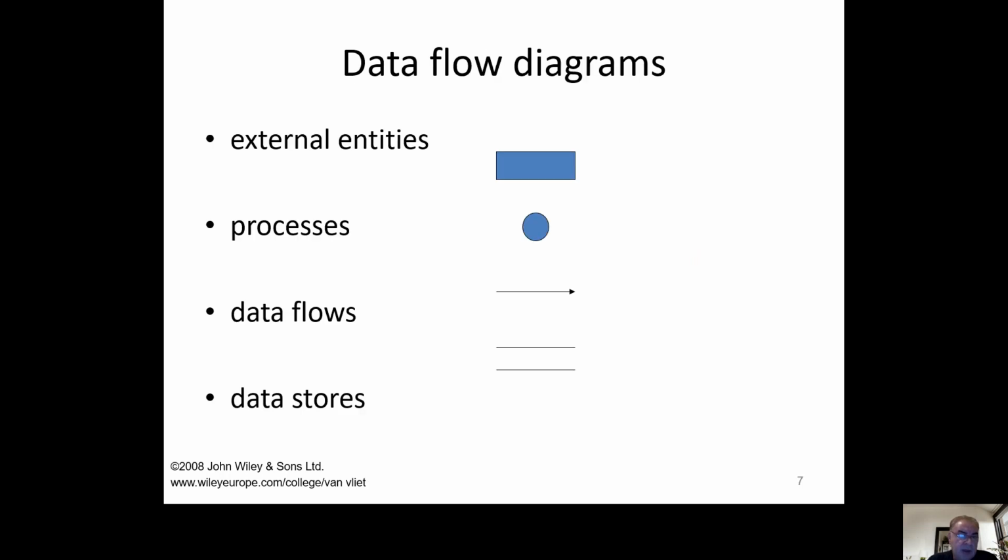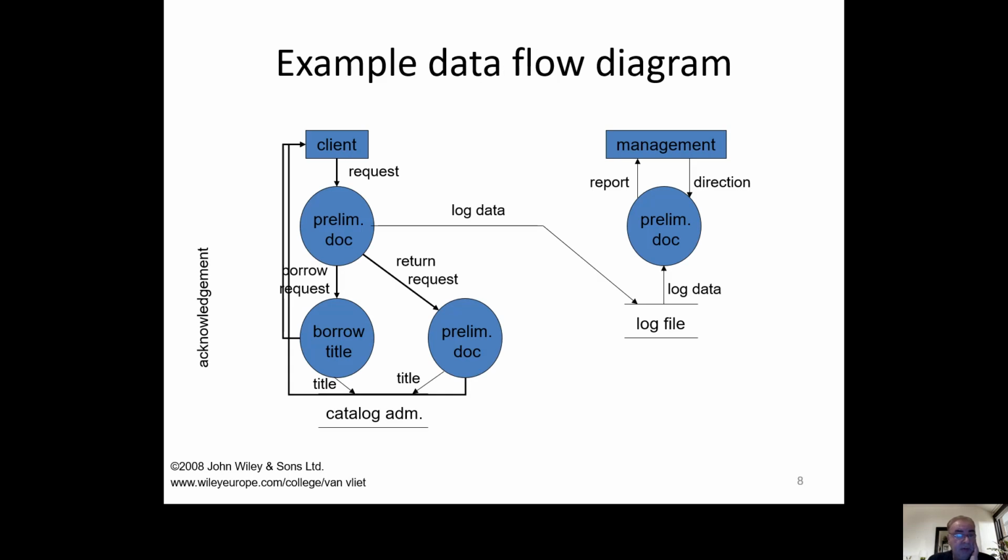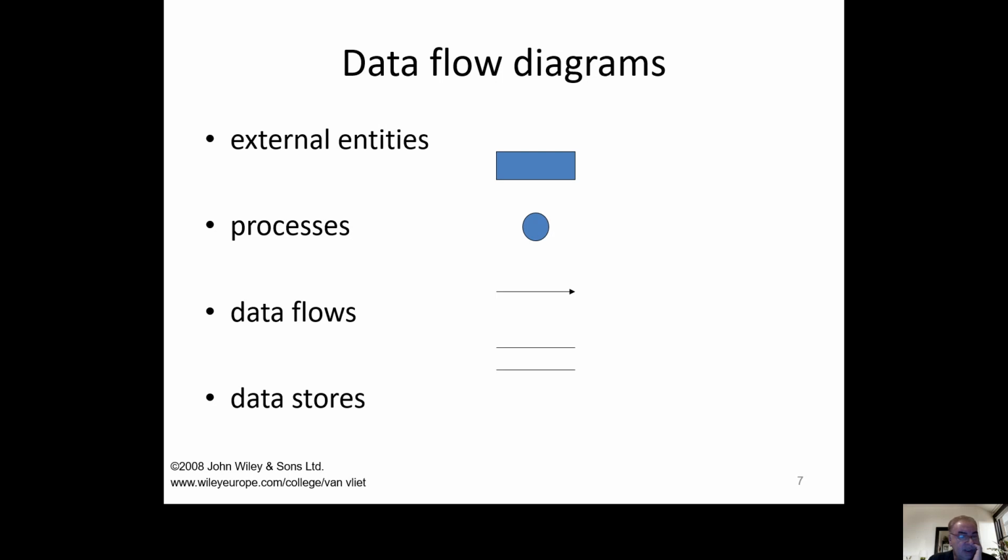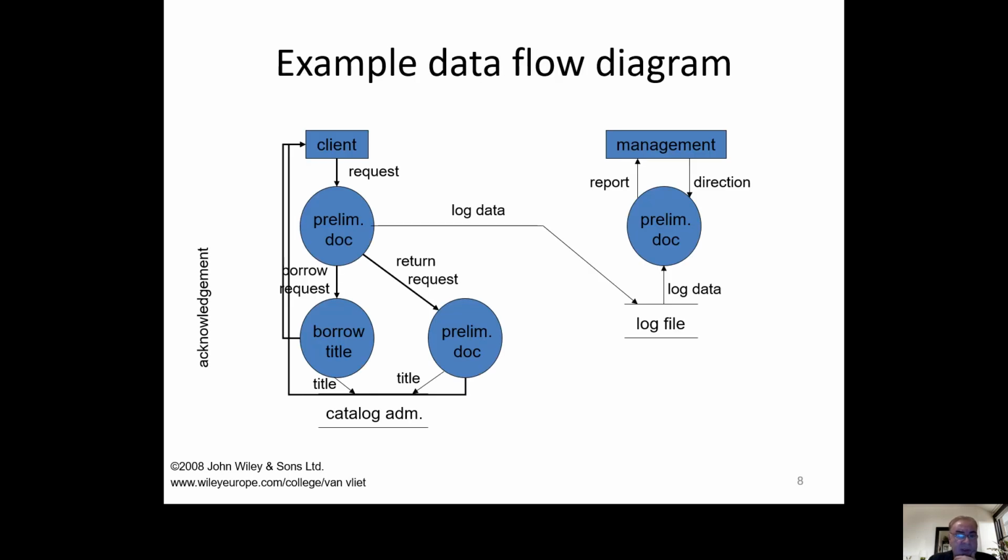Notice this one, we call these entities, right? Then we have circles, and we call those circles processes. Those are the things that do activities. So here I have a client, I have a manager, and I have a preliminary document that I create. Maybe I modify the preliminary document. Notice this preliminary document has been used many times, but remember, it's been added to.